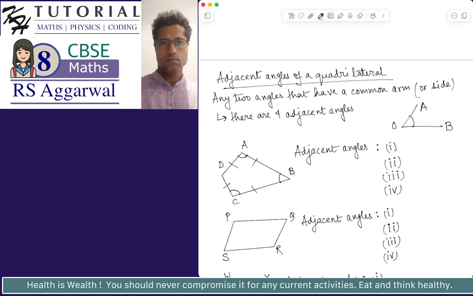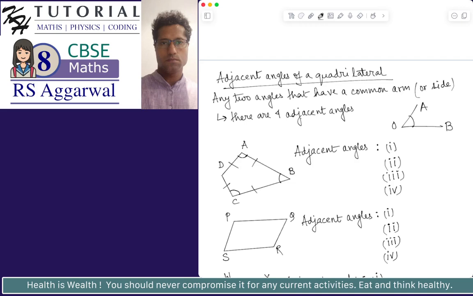Also, you will see that angle A and angle D also have the common arm AD. So I hope you can understand what two adjacent angles are.